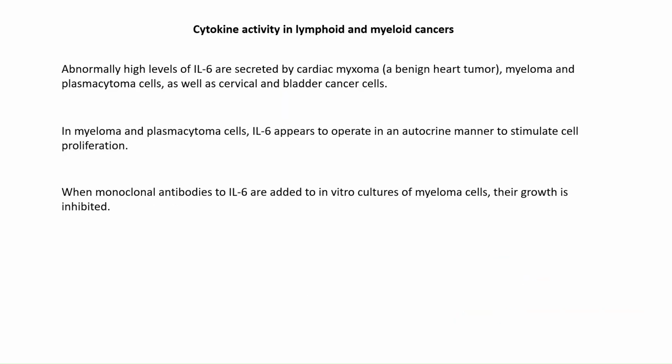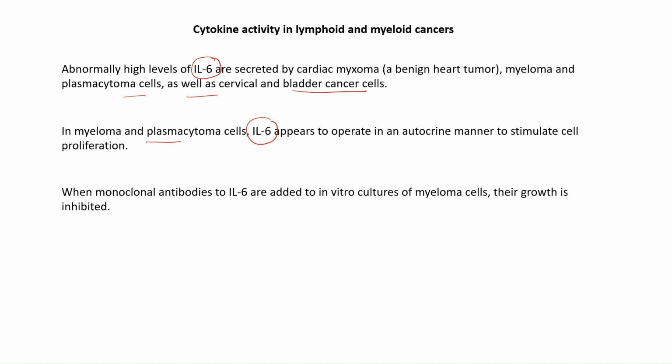Now, cytokine activity in lymphoid and myeloid cancers. Not only during septic shock, but under cancerous conditions also, the body produces excessive cytokines. So abnormally high levels of interleukin-6 are secreted by cardiac myxoma, which is a benign heart tumor, myeloma and plasmacytoma cells, as well as cervical and bladder cancer cells. So these are the cancer conditions under which our body produces abnormal interleukin-6. Under myeloma and plasmacytoma cells, interleukin-6 appears to operate in an autocrine manner to stimulate cell proliferation.